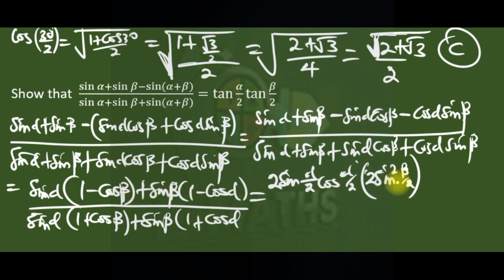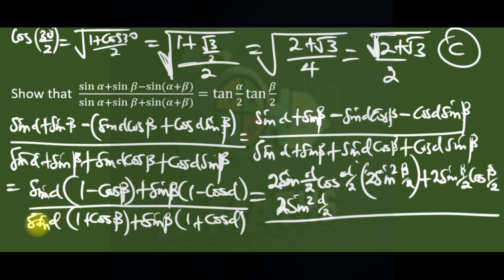For this plus sine beta, we can write it as 2 sine half beta cos half beta, times 1 minus cos alpha, which is 2 sine squared half alpha. So this is my numerator.